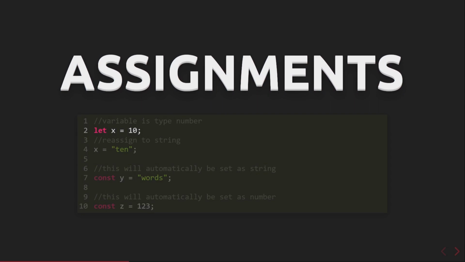JavaScript is not a strongly typed language, so that means that x equals 10 can be reassigned to x equals the word 10, and this won't cause an issue with JavaScript. However, you can't use any math operations on this as it's now a string. So this means we don't need to tell JavaScript what type our variable is, we can just give it a value and it will decide on its own what the type is. So if we do the following, let's say const y equals words, this will automatically turn it into a string. If we say const z equals 123, this will automatically be converted into a number.